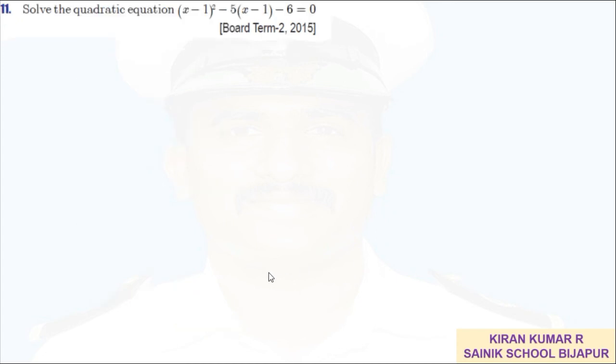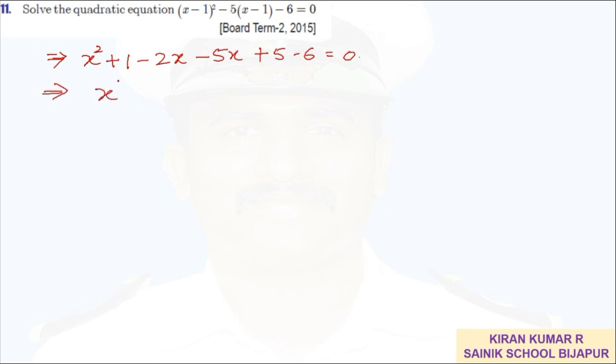Let us solve two more questions before completing today's session. Let me take question 11. x minus 1 whole square minus 5 times of x minus 1 minus x equal to 0. Here it's not in a standard form of a quadratic equation, so the best thing is to expand, then multiply, then simplify. So upon expansion, I'll be getting x square, positive 1, negative 2x, negative 5x, positive 5, negative 6 equal to 0.